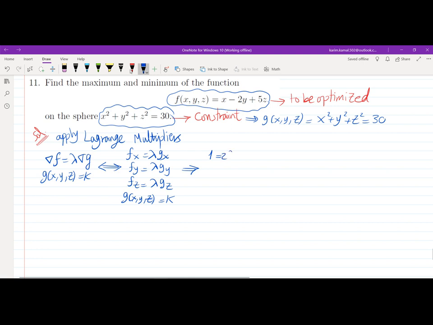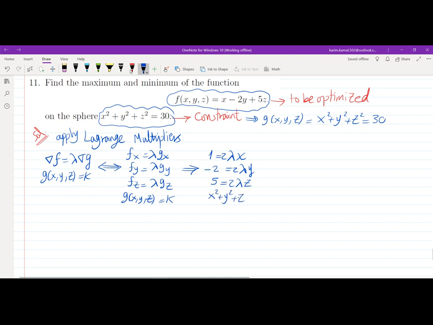And the second one, fy equals lambda gy. fy will be negative 2, equal to 2 lambda y. And the third one will be the derivative with respect to z, which is 5, equals 2 lambda z, according to the constraint equation, which is x squared plus y squared plus z squared equals 30.